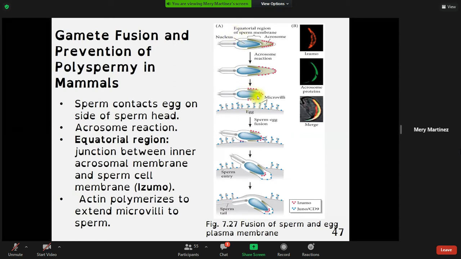So we have it here. Here we see the membrane start disappearing. Those are the Izumo acrosome proteins in green. And here we have the microvilli of the egg with the specific receptors, and the specific receptor is called Juno, and CD9. Okay, so it starts placing into the equatorial zone until it binds, and then starts digging the hole to get into fusion of the cell membranes.